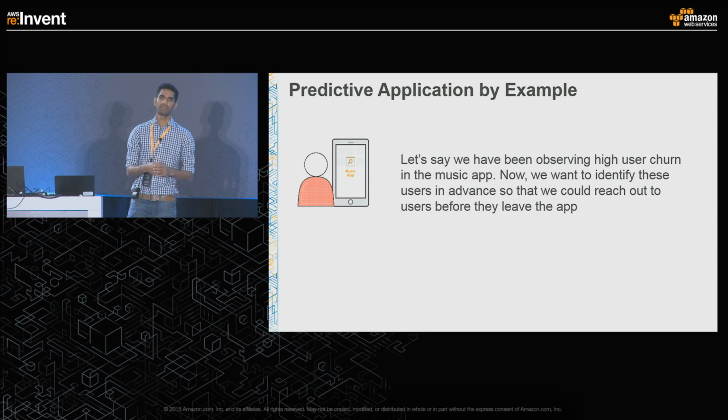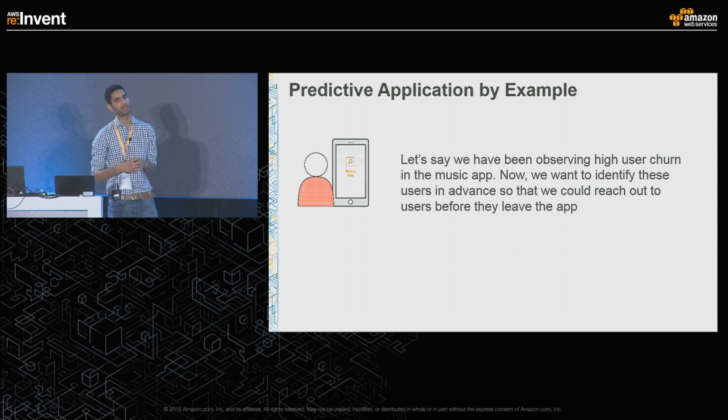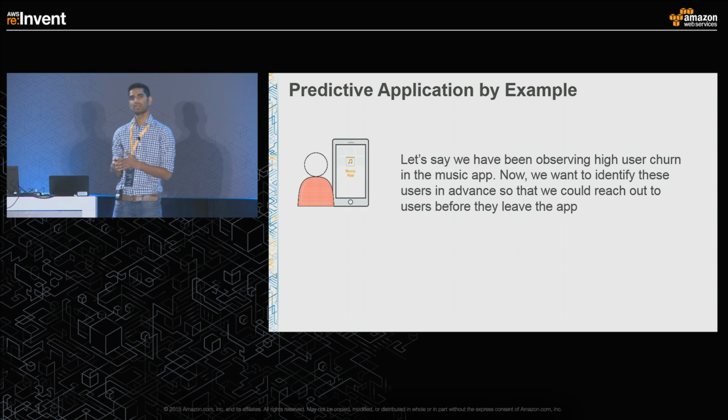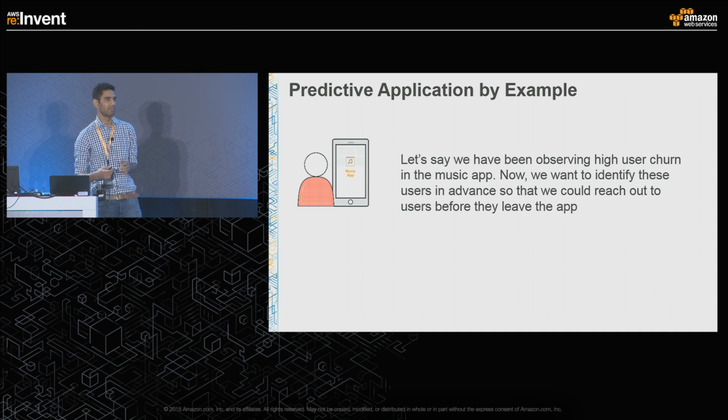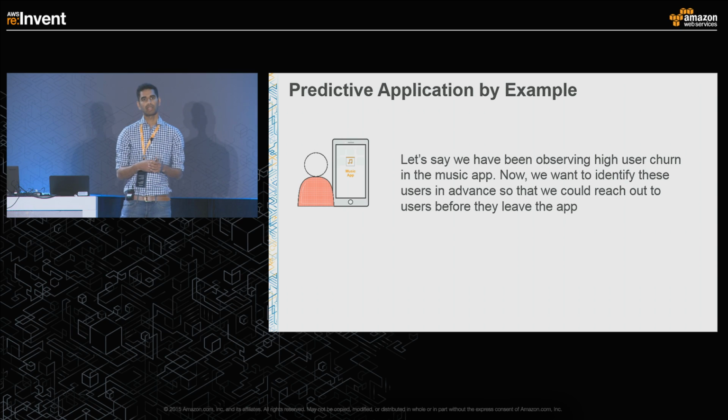So let's say you as a developer are observing user churn. You're seeing a lot of users are leaving your app after using it for a particular time period. Now, as a developer, you're getting worried about, hey, I'm losing a lot of users in the app. How do I stop this?